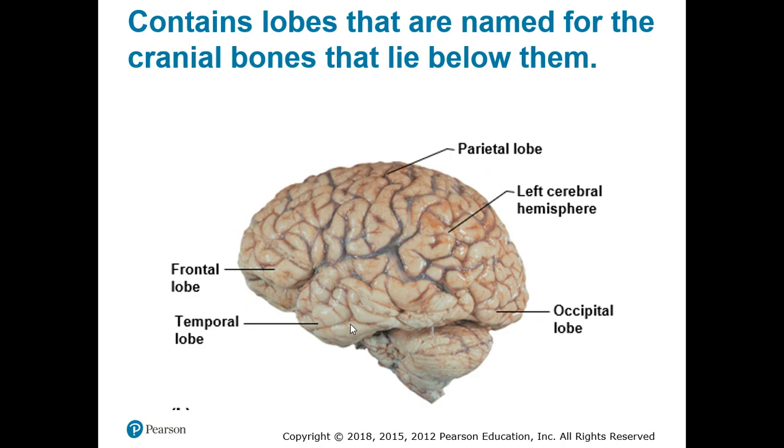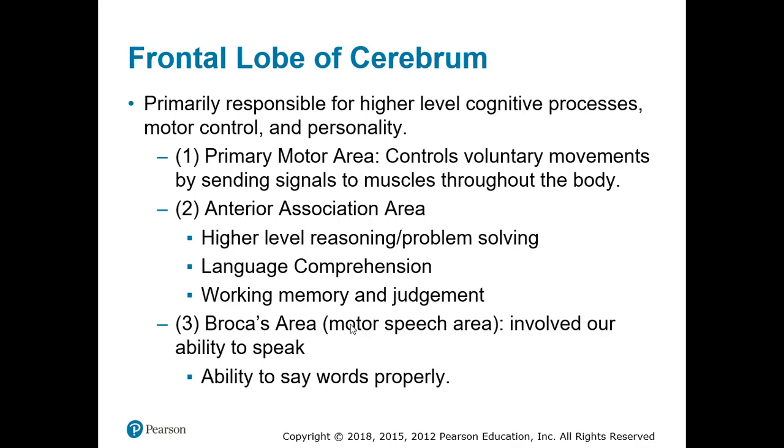One thing to also know about the brain is that it contains lobes that are named for the cranial bones that lie below them. So we talked about 4 major cranial bones. The first one is frontal, parietal, temporal, and occipital. We're going to talk about these one at a time. So we're going to first focus on our frontal lobe.